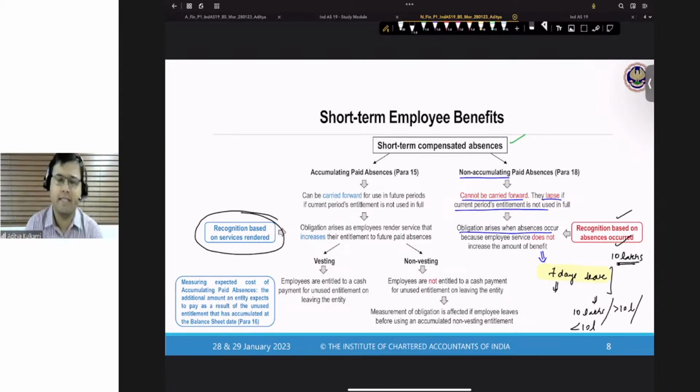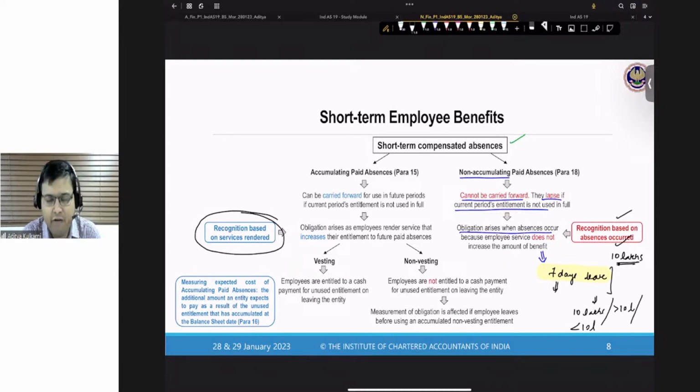Sir, what if the estimate goes wrong? You estimated 2 days, but he takes only 1 day. Well, if you estimate 2 days and he takes only 1 day, or you estimate 2 days and he takes 3 days, for example, if this is the scenario, then you record whatever differential is there in the next year as a change in accounting estimate and give a prospective impact. It is a change in estimate.